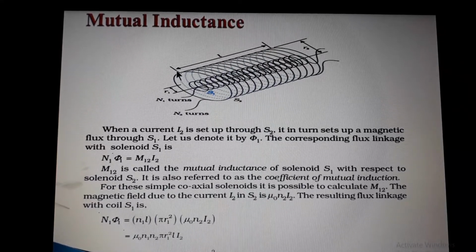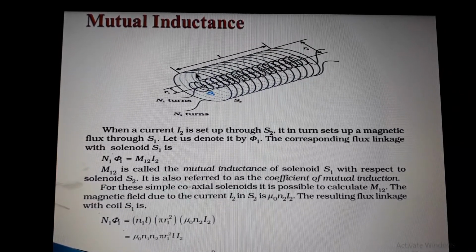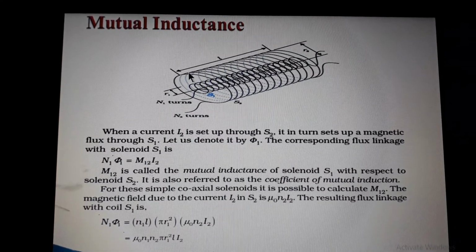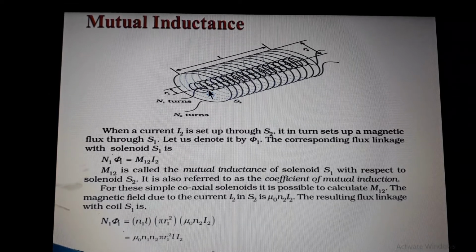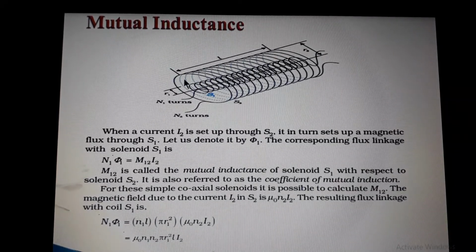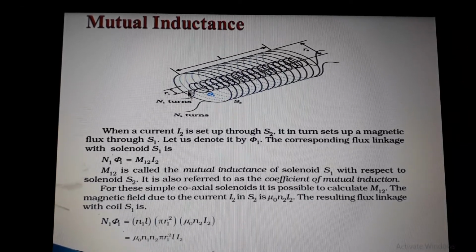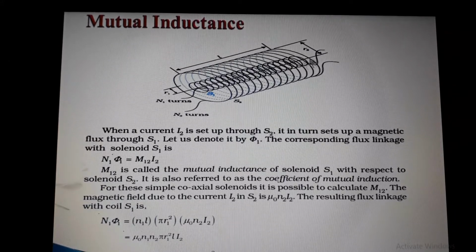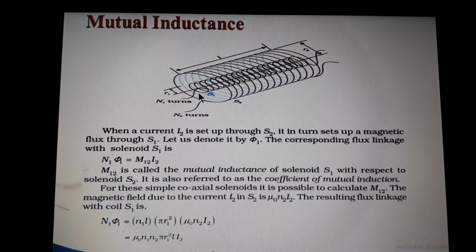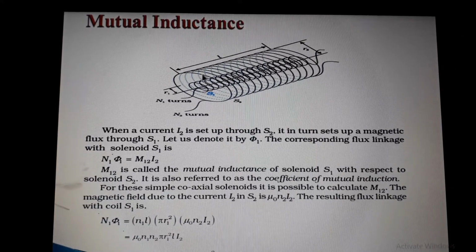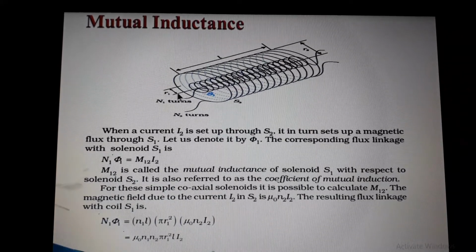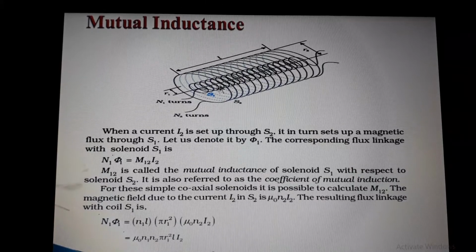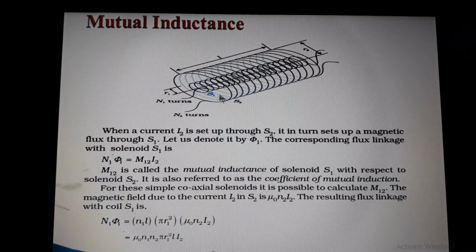The outer coil and the inner coil have no physical contact. This line is the axis, and the inner coil and outer coil both have the same axis.